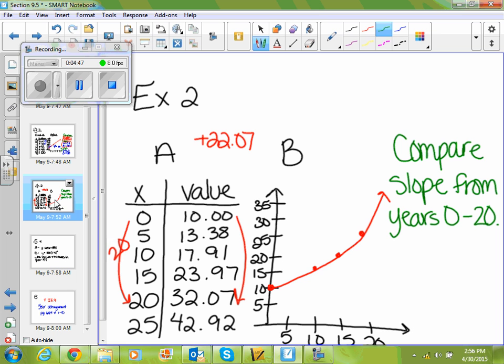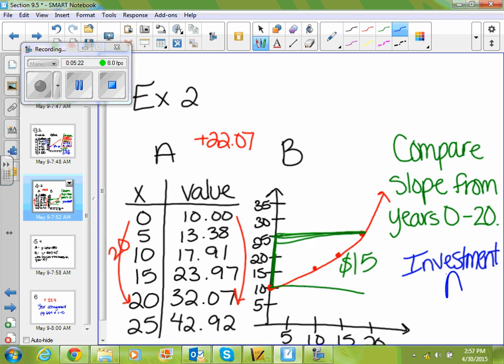If I look at investment B, I'm going from 0 to 20. So I need to figure out how much I'm going up and how much I'm going over to get there. So how much do I go up from 10 to 25? 15. So I went up $15 over 20 years. So which one has then the bigger slope? A has 22.07, B has 15. Which one's bigger? Investment A. Yep. That's all we're doing is comparing slopes to figure out which graph is better.